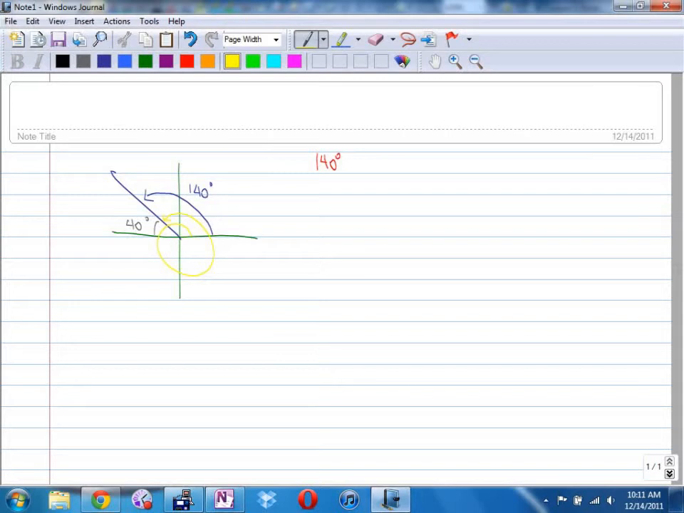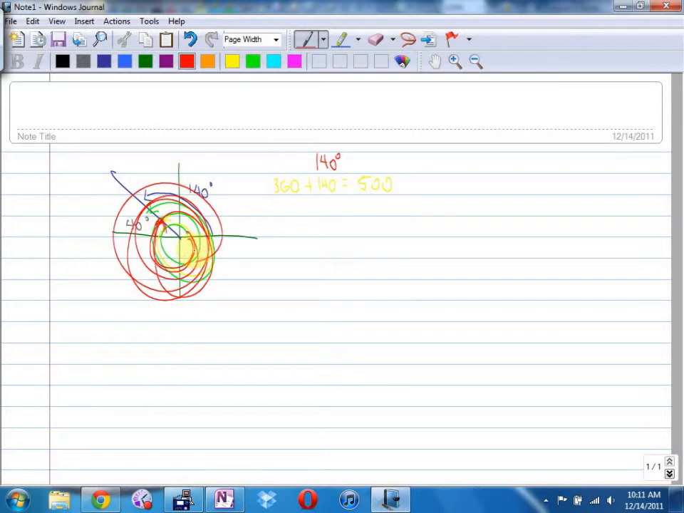Which is, I think, 500 if I do the math in my head correctly. How about there? Add 360 twice. Or instead of adding 360, I could have done minusing 360, or minusing 360 twice. I can add or subtract 360 as many times as I want. And that's going to give us a mathematical expression for all the angles.